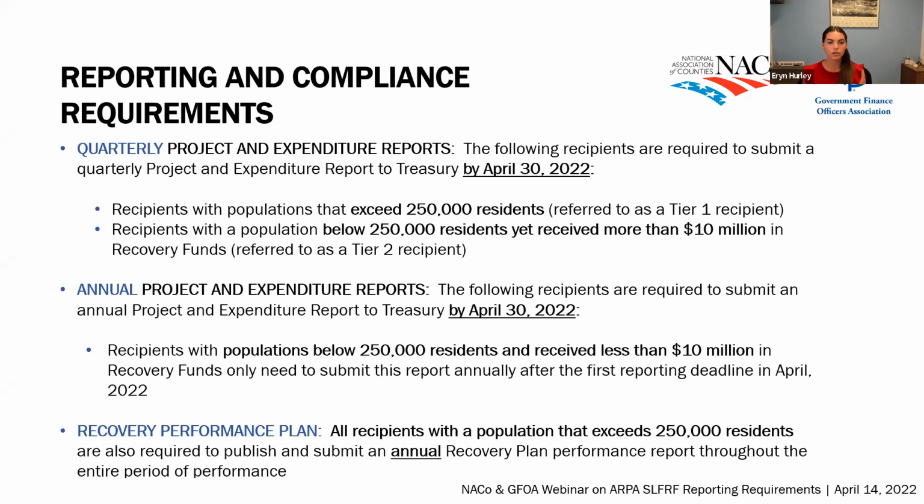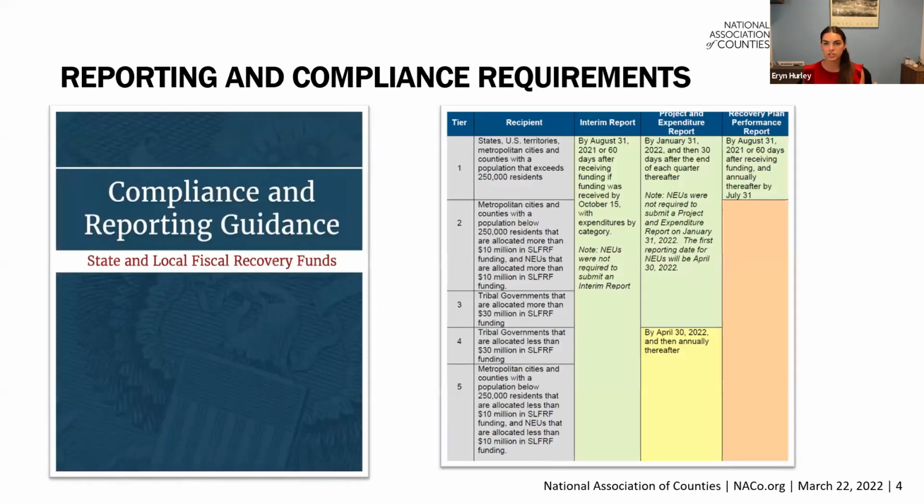And then also the recovery plan performance reports, those only apply to recipients that have populations of 250,000 residents or above, and you submit those on an annual basis. On this slide, simply here, what I just mentioned, again, this is on Treasury's website, but it outlines exactly the quarterly and annual reporting requirements as well as the recovery plan performance report. So it's a really helpful graph. This is within Treasury's compliance and reporting guidance that is all on their website. Very, very helpful resource that outlines what is required for the project and expenditure report, as well as the recovery plan performance report.